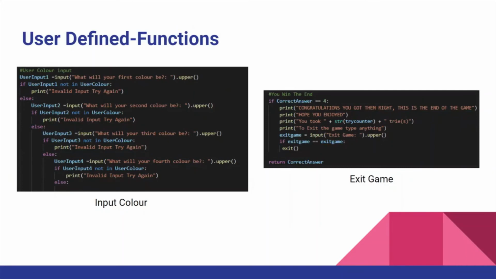How I use user-defined functions is the user input, as I explained before. The user input will allow them to enter their answer, and then from there they can answer until they get it correct. And finally, I have the exit game to make sure that the user knows that the game is going to end now instead of ending abruptly. I decided to let them know that I am ending the game, and I want them to type something so they actively know that the game has ended. This is it for my slides presentation. I will now show you how the game works.